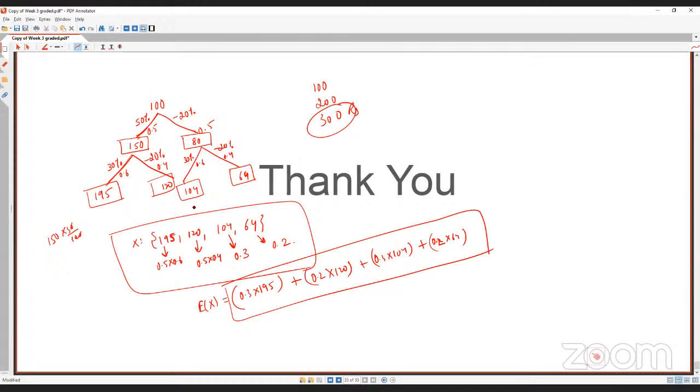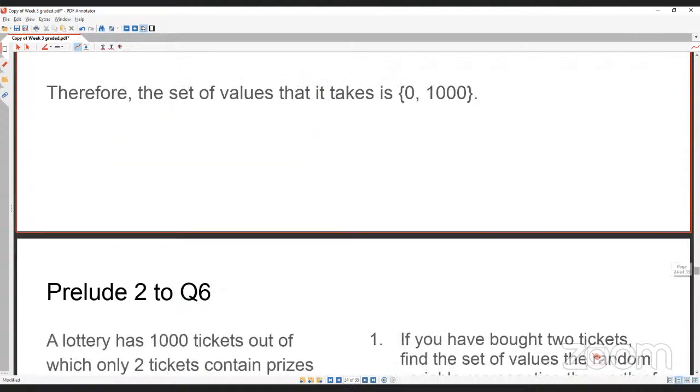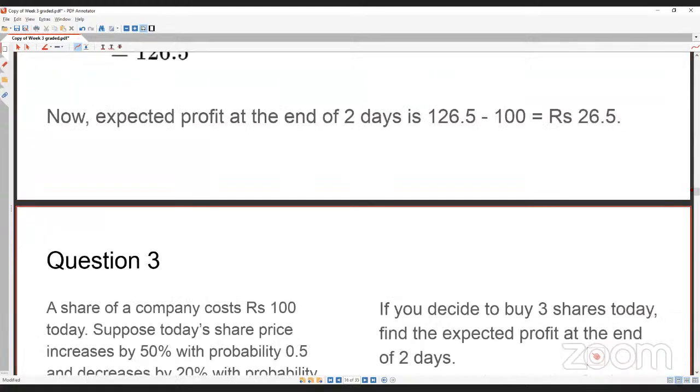Okay. And what's the final answer? Should the final answer be multiplied with 3 or not, ma'am? Let me see the final answer, because we are taking 300 rupees. Yes, you have to multiply by 3. We were finding it for just one, so you'll have to multiply.